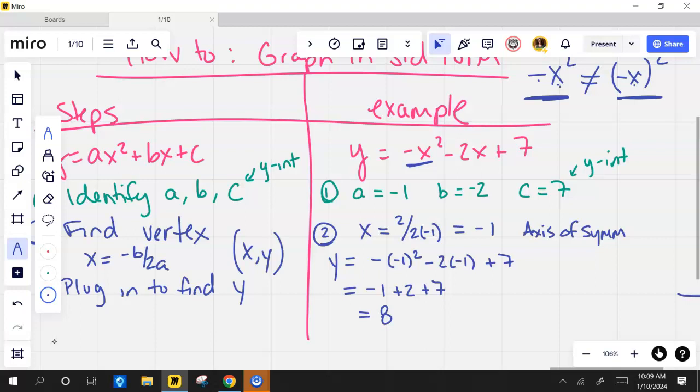So what y'all got? 8. So the vertex here is -1, 8. Everybody okay on that?